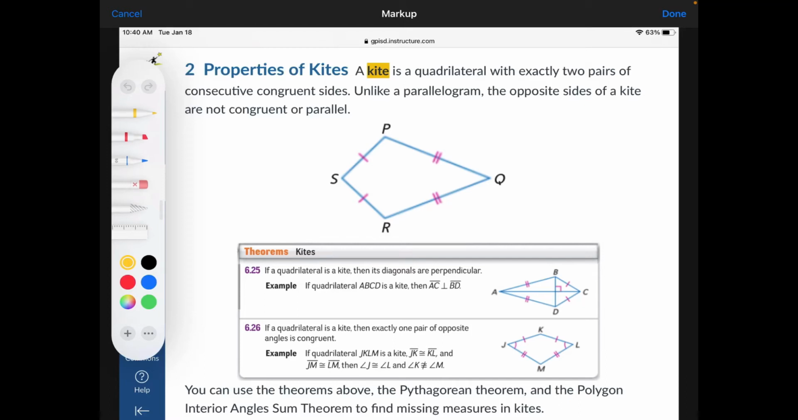Welcome back to another fun math video. Today we're going to talk about properties of kites.